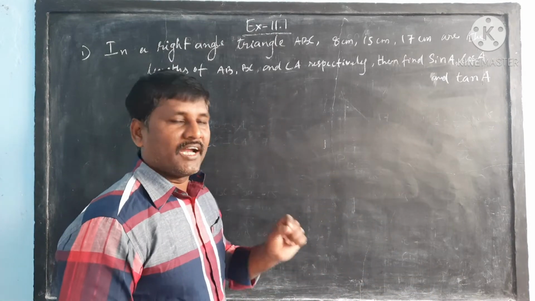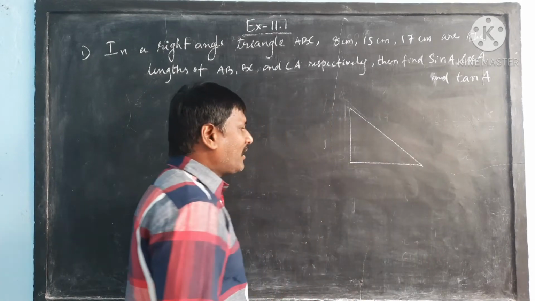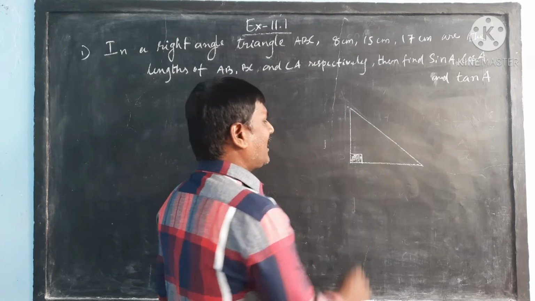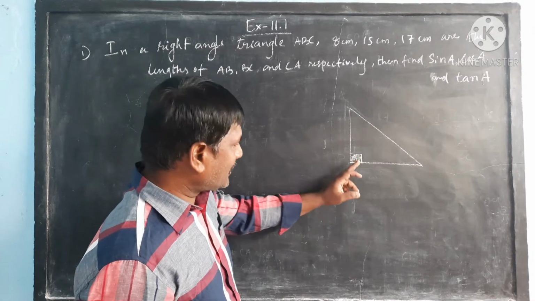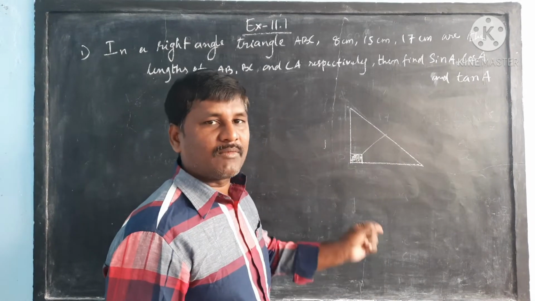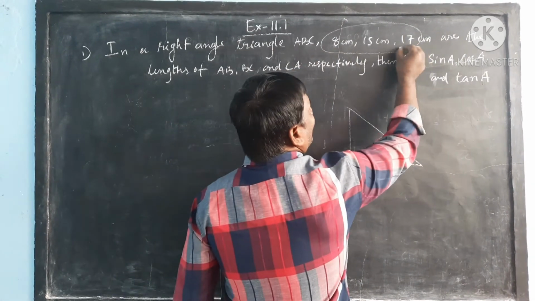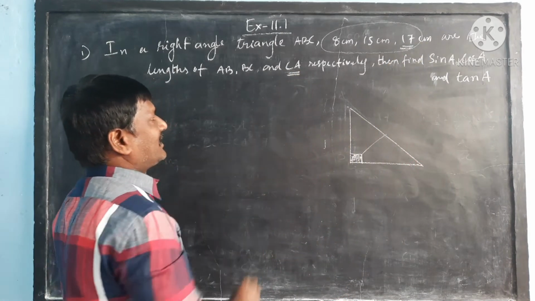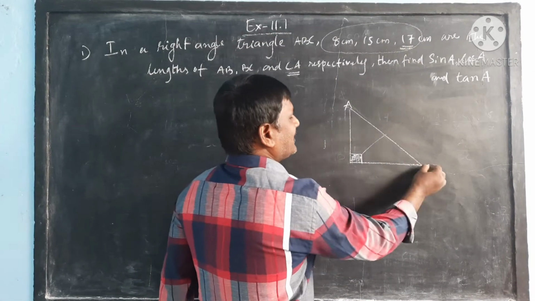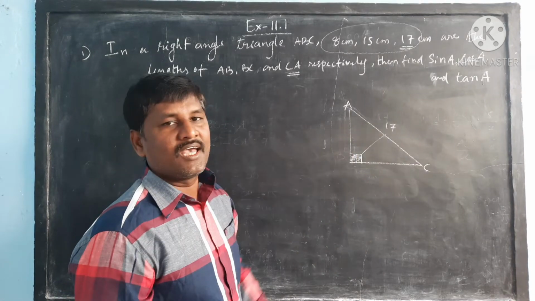Let us draw a triangle with the given information. Let us draw a right angle triangle. But we don't know where the right angle is, so we first select the vertices. We know that the side which is opposite to the right angle is the hypotenuse, which is the longest side. Among the given lengths in centimeters, the longest is 17. That is the third side, which is CA. So CA is equal to 17, the longest side, because it is opposite to the right angle.